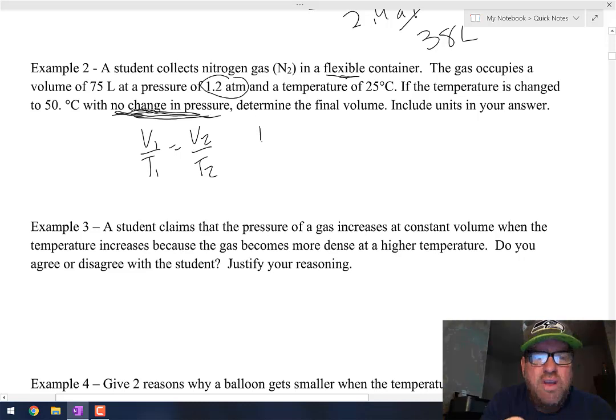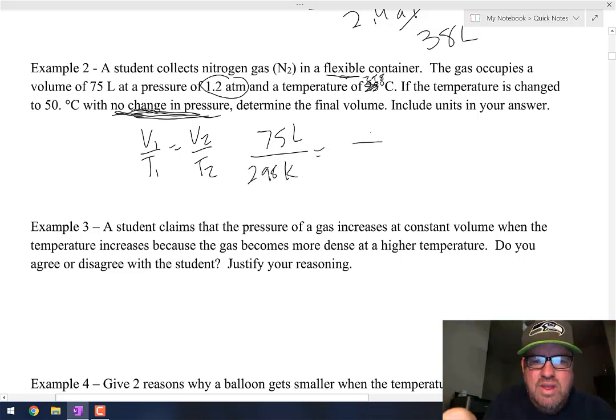So the initial volume 1.2 atm. Oh no, that's the pressure. Holy cow, I'm struggling today. Initial volume 75 liters. Okay, and the temperature is 25 degrees Celsius, so immediately change that to 298 Kelvin. The final volume is what they're asking us for, and then the final temperature is, again, 273 plus 50 is 323 Kelvin.